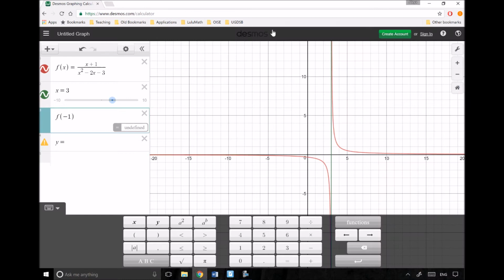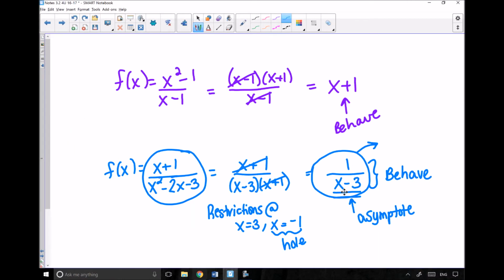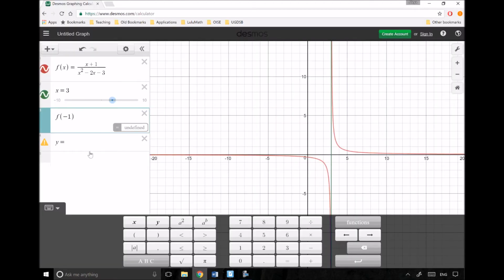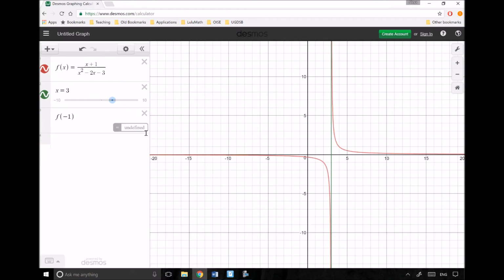Okay, now remember how I told you guys that it behaves like 1 over x minus 3? So let's go ahead and see if it really does behave like 1 over x minus 3. So let's do f of x is equal to 1 over x minus 3. It's exactly the same. The black right here will line up with the red that we had originally before. Okay, so they do behave exactly alike.